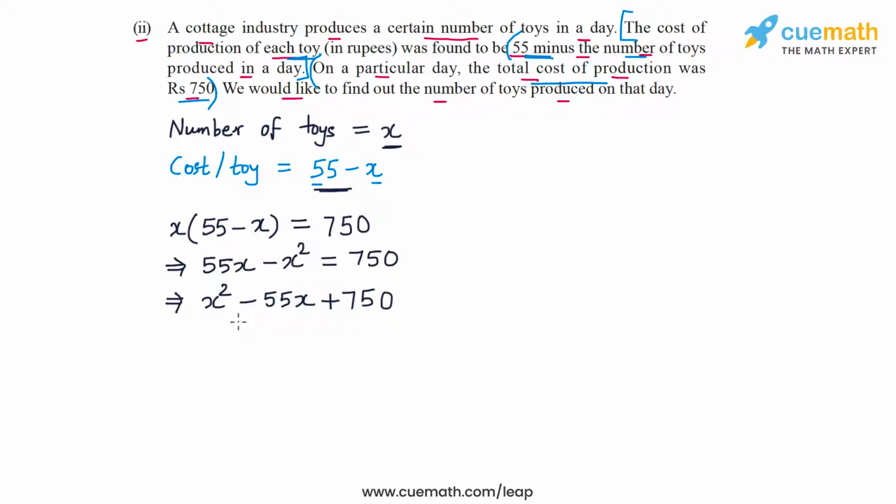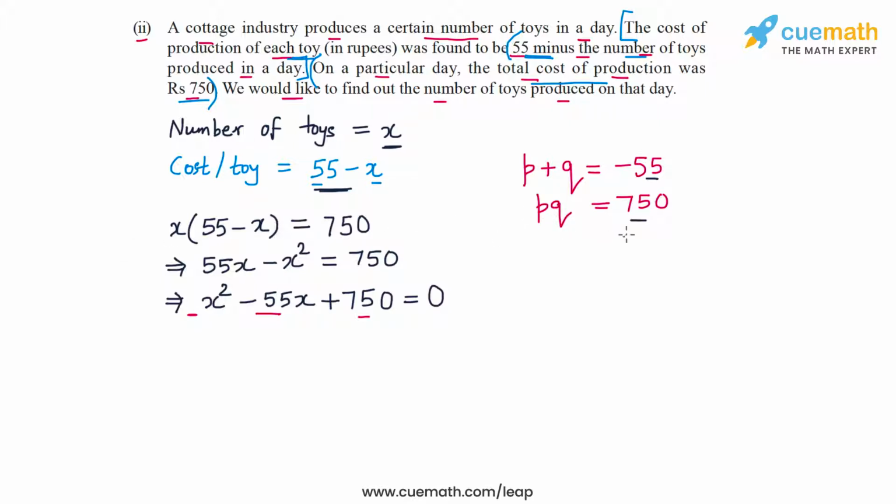Now to solve this quadratic equation, we will split the middle term. To split the middle term, we have to find two numbers whose sum is equal to minus 55 and whose product is equal to the coefficient of x squared times the constant term, so 750. By the way, I missed this 0 here, so this is the equation. So now we have to find two numbers whose sum is minus 55 and product is 750.